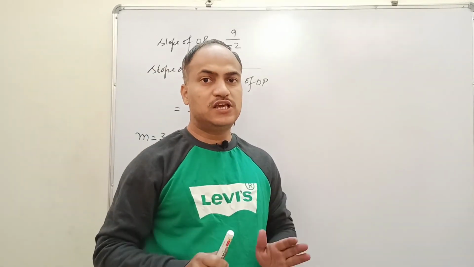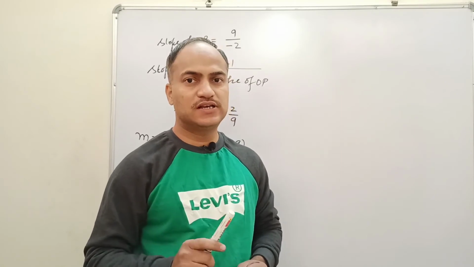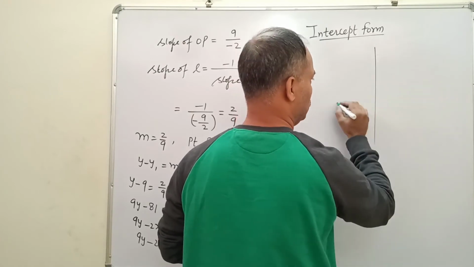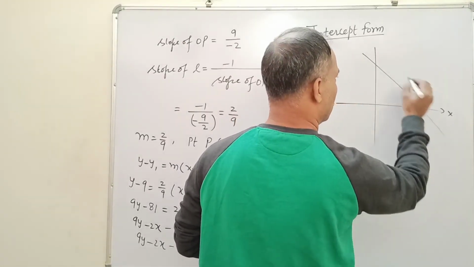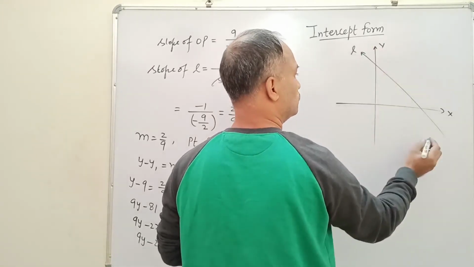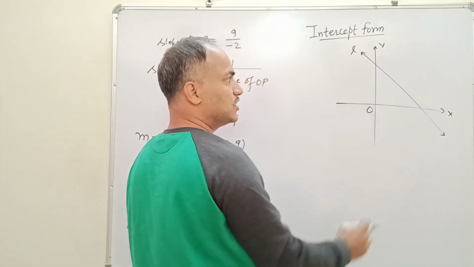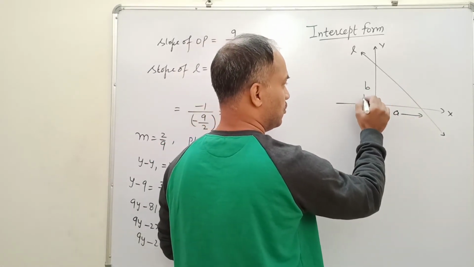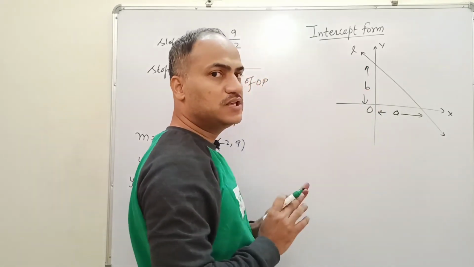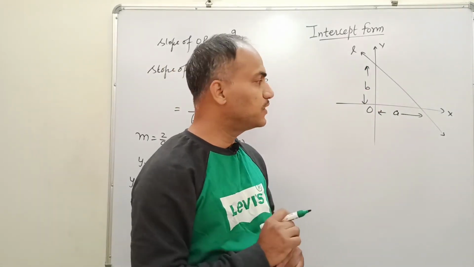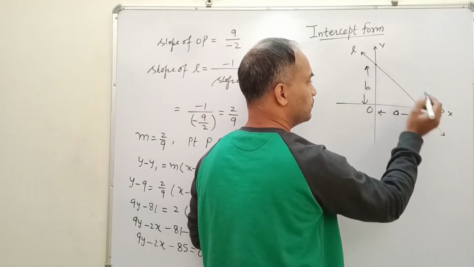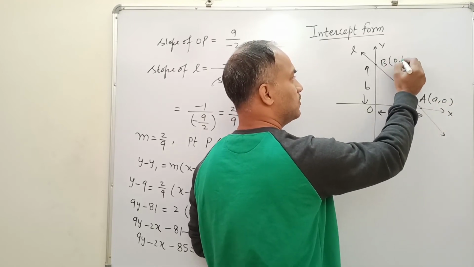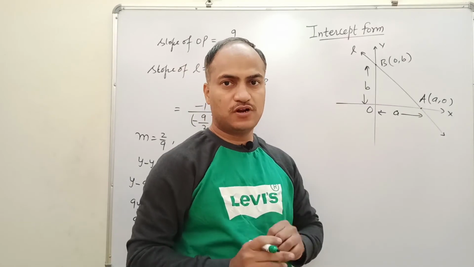Now let us see a different form of a straight line. It is straight line in intercept form. Here we are given that this straight line L is cutting intercept A from x-axis, B from y-axis. So it means we can find the coordinates of these 2 points. Suppose it is A, the coordinate will be A comma 0. It is B, then 0 comma B. So these are the coordinates for A and B.